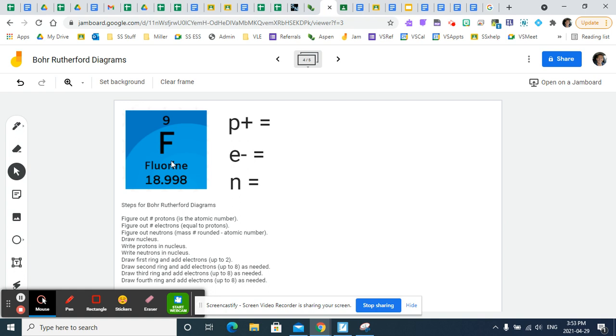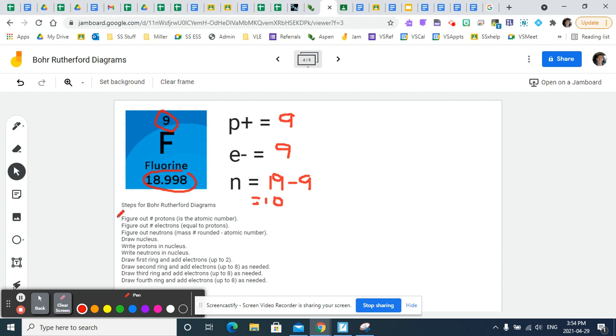We're zooming in on the atom of fluorine, and I'm going to walk you through. First thing you need to do is find the atomic number. Atomic number is equal to the number of protons. And then you will know that the number of protons equals the number of electrons. So 9 protons, 9 electrons. That's if it's neutral or has no charge. For the neutrons, you take the atomic mass, you round it, and you subtract the number of protons. That would give us 10 neutrons.